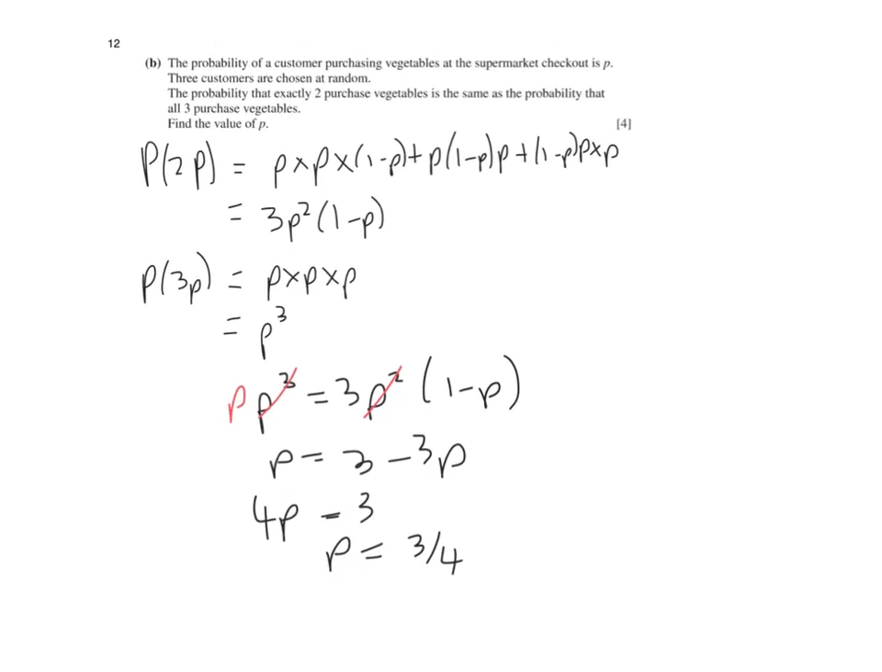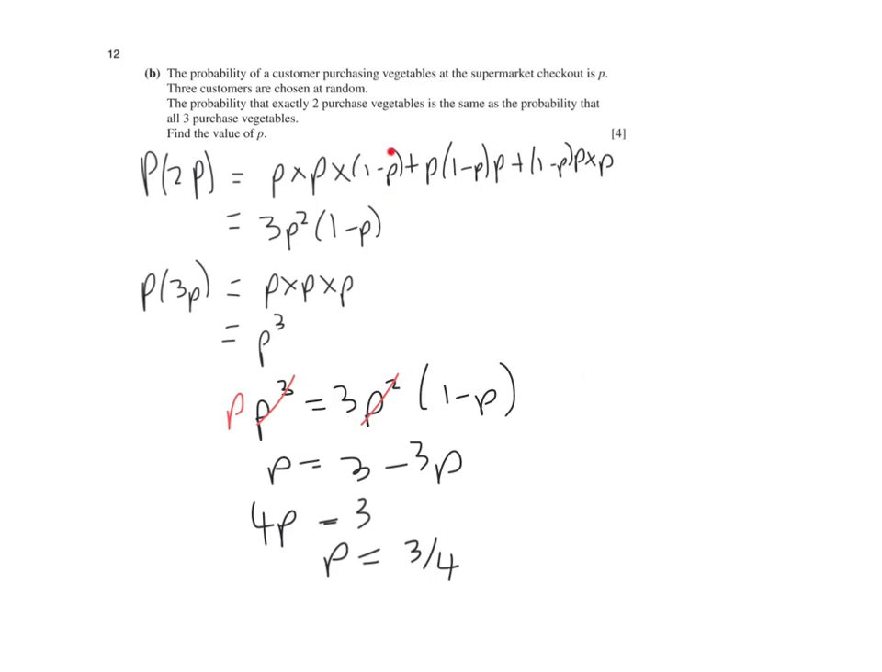The other way to do that then is just to use binomial for this one here. 3 choose 1. Probability of success to the power of r, probability of failure to the power of n minus r.